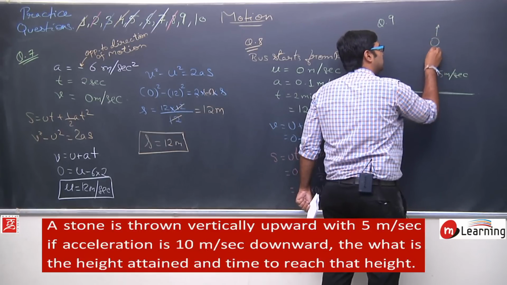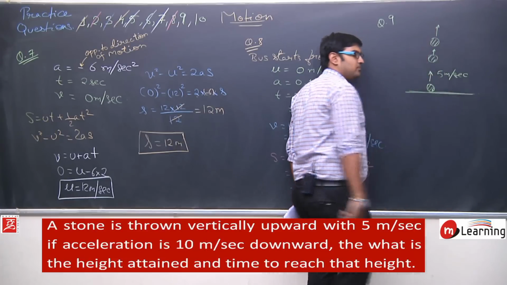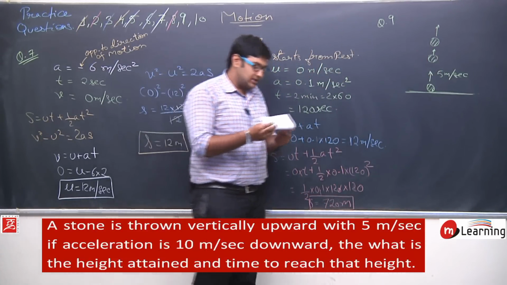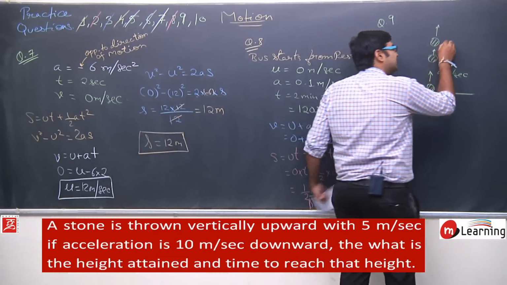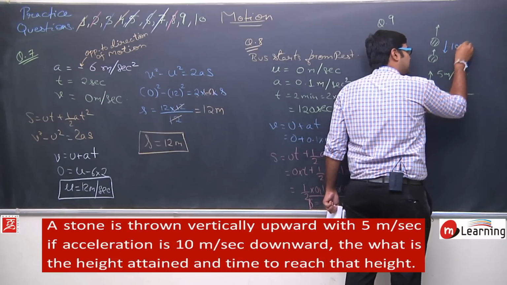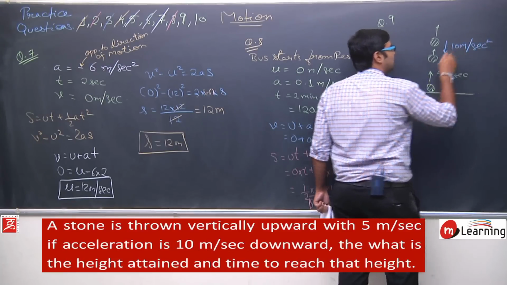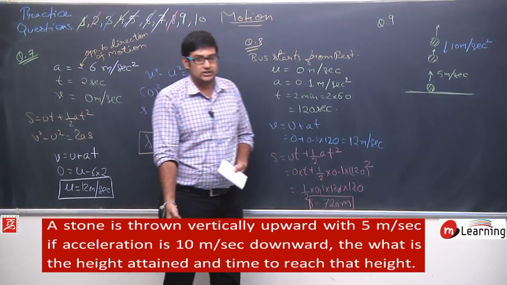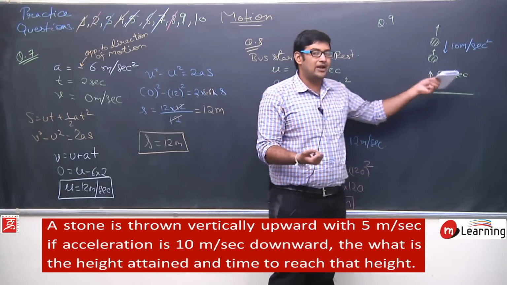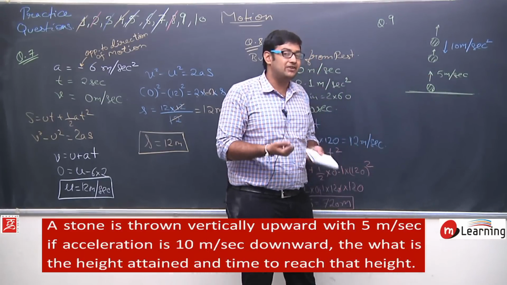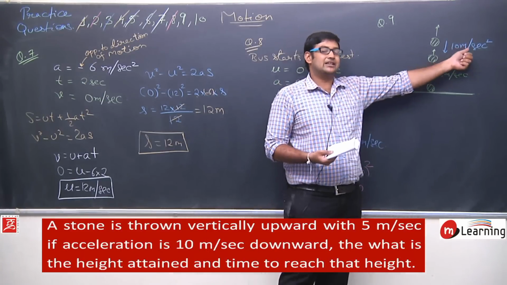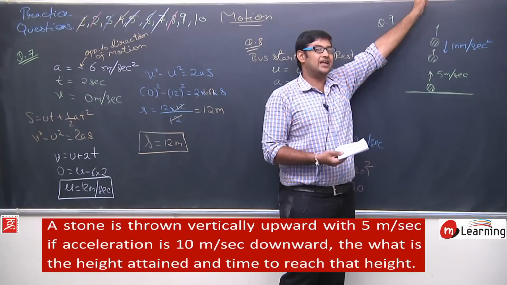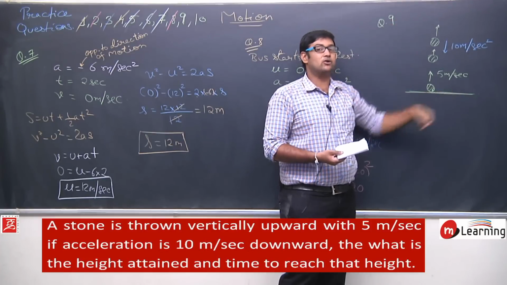Okay, the stone is moving in the upward direction, but due to gravity, due to the force applied by the earth, there is an acceleration of 10 meters per second square in the downward direction because the earth is pulling the stone downwards. So due to the force applied by gravitation, there is a negative acceleration of 10 meters per second square. See, the motion of the stone is in the upward direction while the acceleration is in the downward direction.